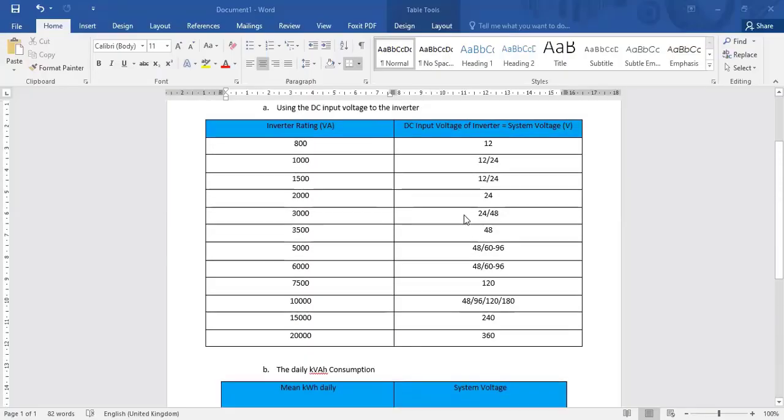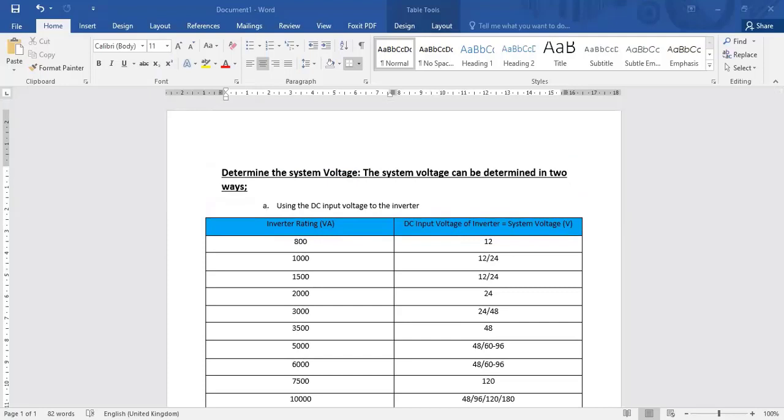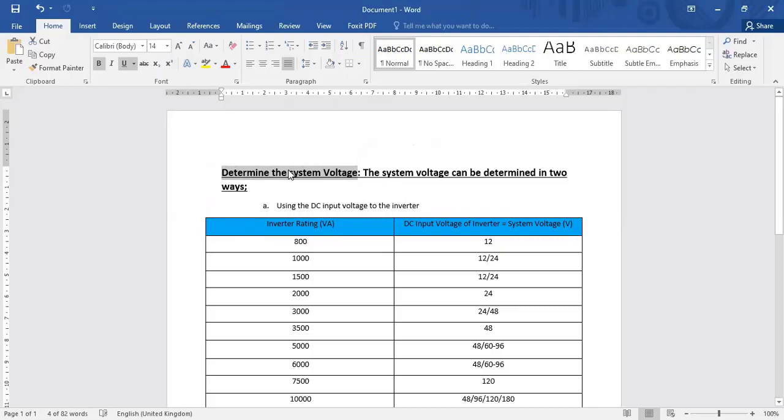So I'm going to share another screen. This screen I'll be sharing is some of what is obtainable in the market. If you go to a Nigerian market, because I'm talking about determining the system voltage, the system voltage is very important. You can take the system voltage literally as the DC input voltage of the inverter, because that tells you how you connect your battery.